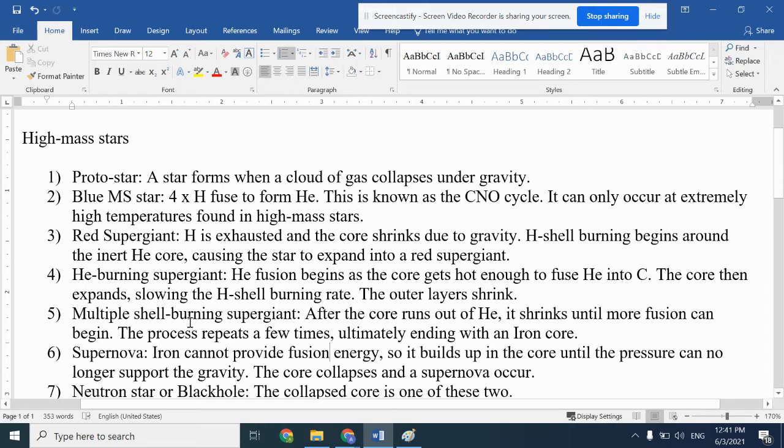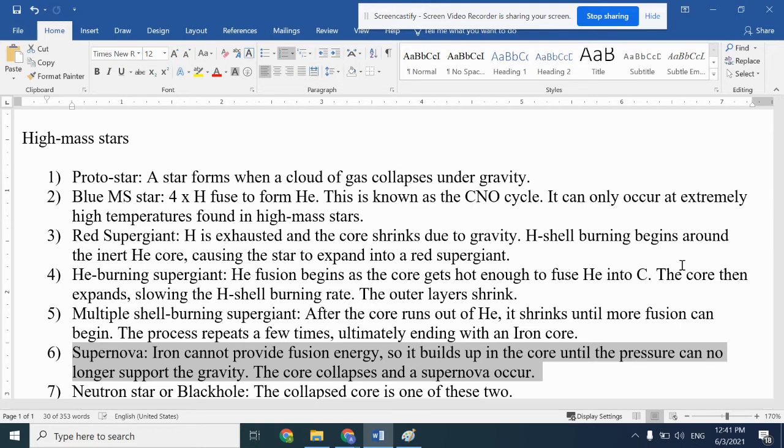Ultimately, the core is going to become iron, and iron is the graveyard for nuclear energy. You can't get energy out of iron. And that's where it's going to go. Stage 6, supernova. Iron can't provide any fusion energy, so it builds in the core until the degeneracy pressure can't handle it anymore and the core collapses. When the core collapses, a shockwave sends out the supernova.